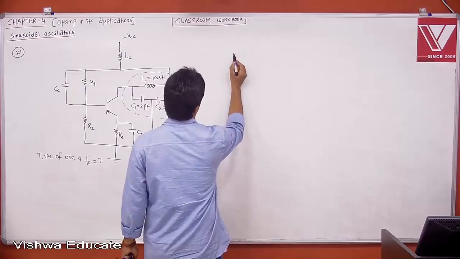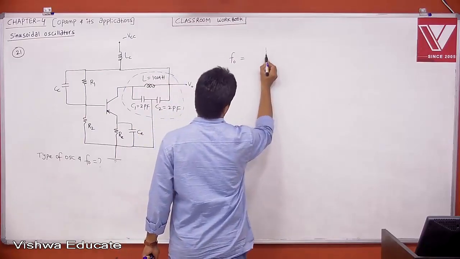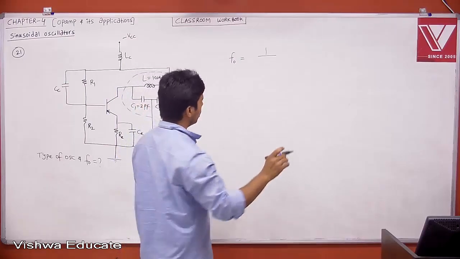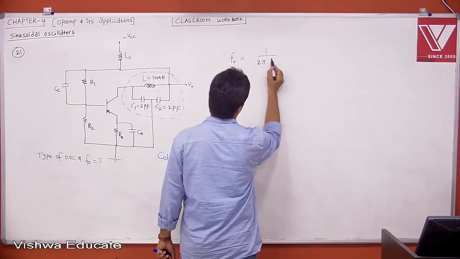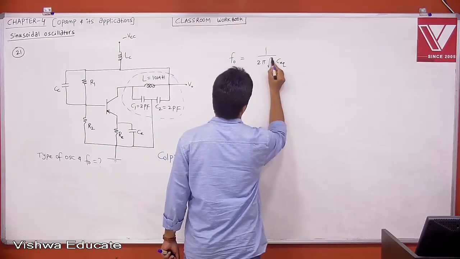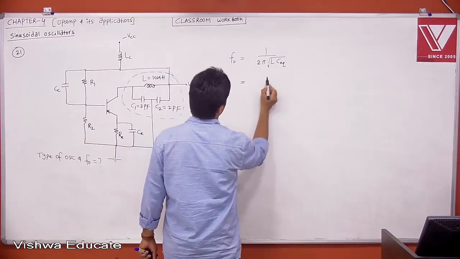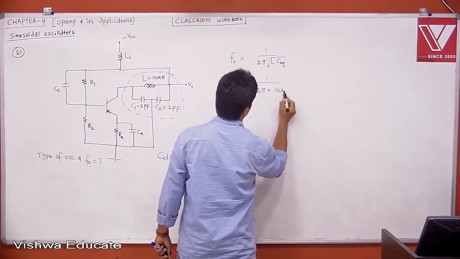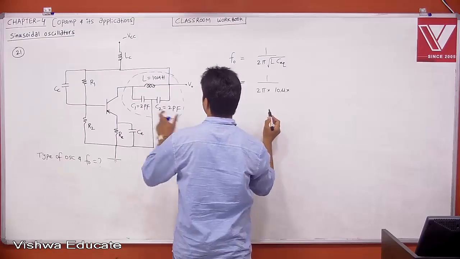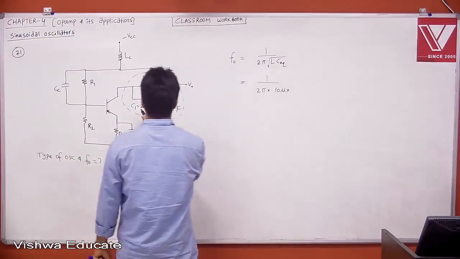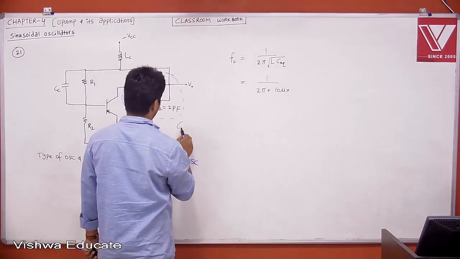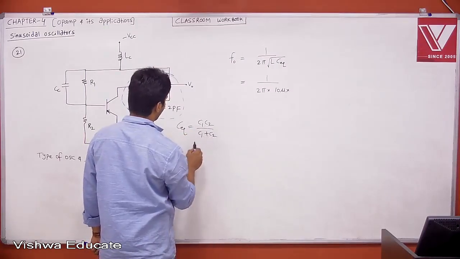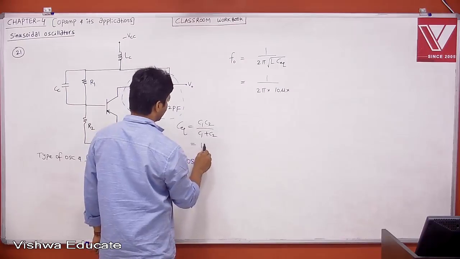f0 is equal to, again I am saying, if I wrote before root over 2 pi LC, that is wrong. You have to write 2 pi root of L into equivalent capacitance CEQ. Therefore, f0 is 1 by 2 pi root of L times C equivalent. L is given as 10 microhenry. We need to calculate C equivalent. C equivalent capacitance is equal to C1 C2 divided by C1 plus C2, since they are in series. 2 into 2 over 2 plus 2 is nothing but 1 picofarad. When you calculate, you will get it.